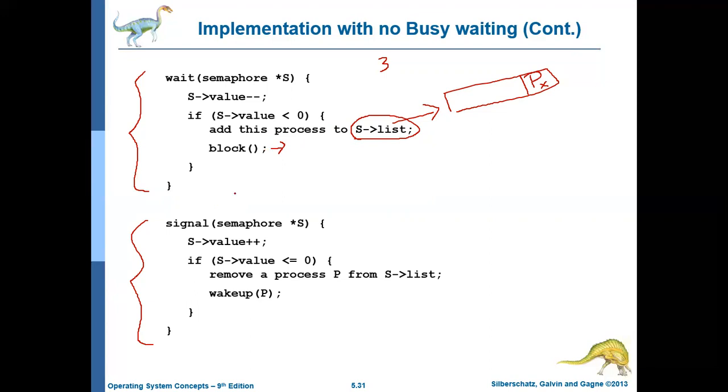Similarly in signal, if a process is coming out of the critical section, it calls signal. Here we increment the value, so whatever the previous value was will be incremented by 1. After incrementing, we check whether the value is less than or equal to 0. If it is, then we remove a process from the previously blocked list. This is the waiting queue; you can call it either the waiting queue or the blocked list.